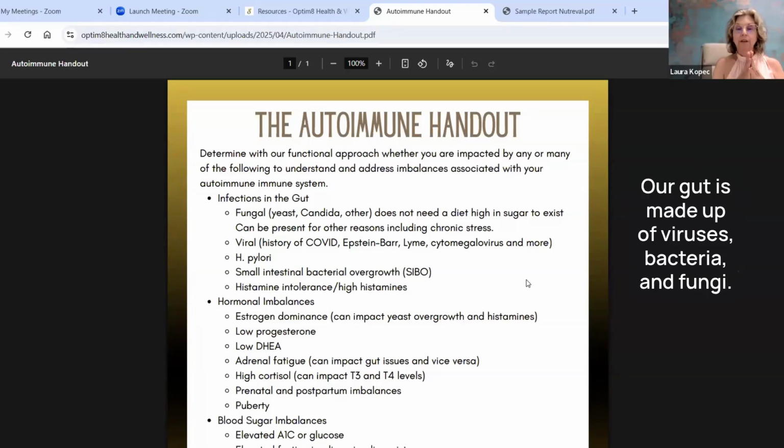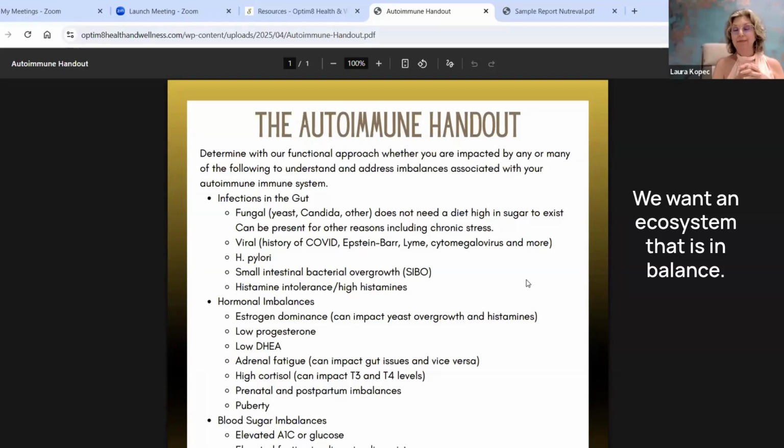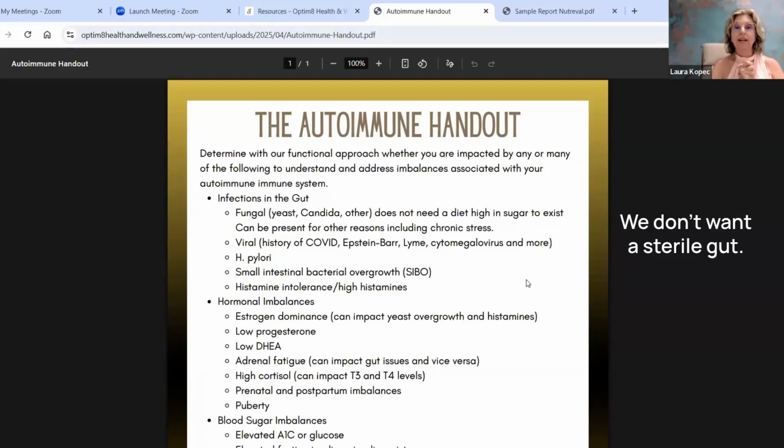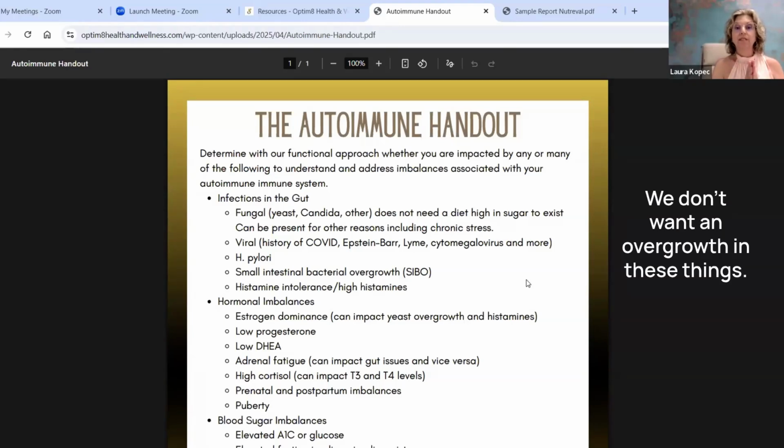Our gut is made up of viruses, bacteria, and fungi. We want an ecosystem that is in balance. We don't want a sterile gut. So we want that balance. We don't want an overgrowth in these things.